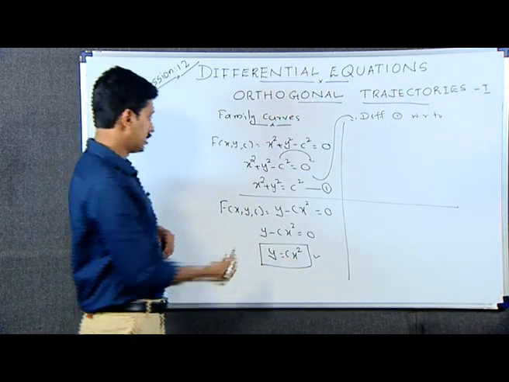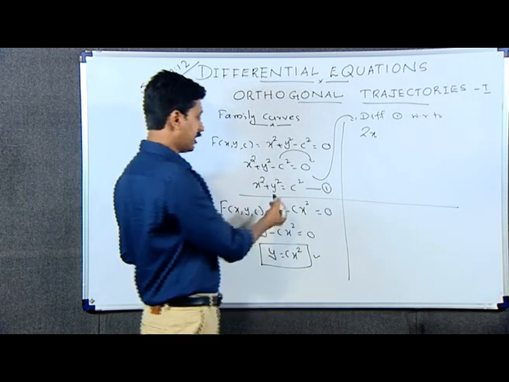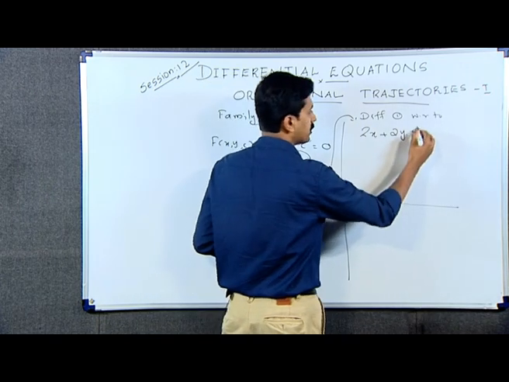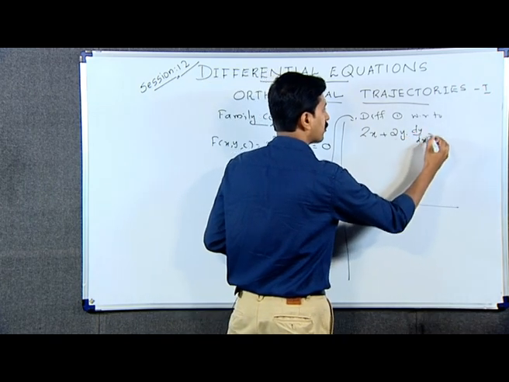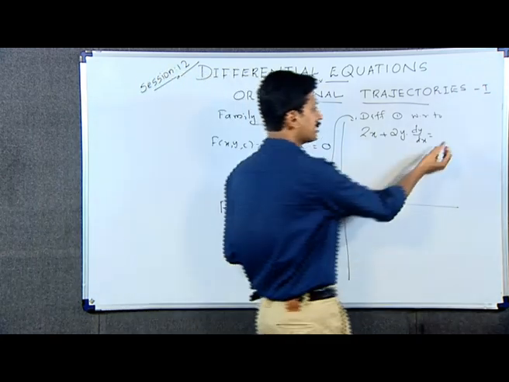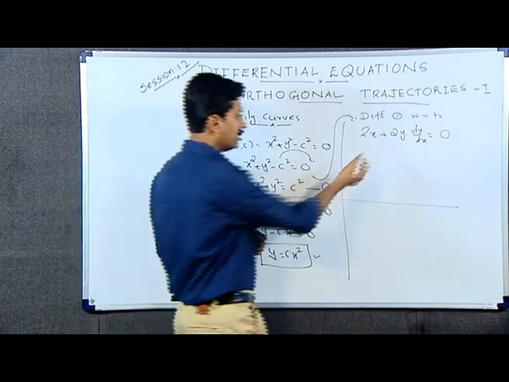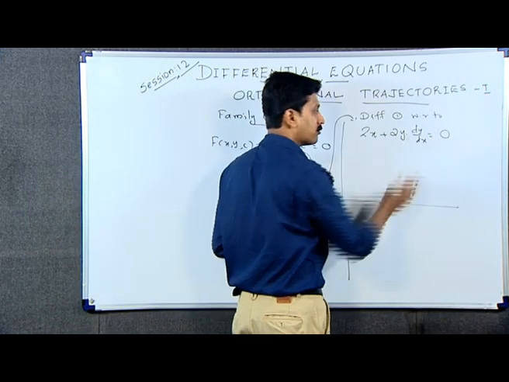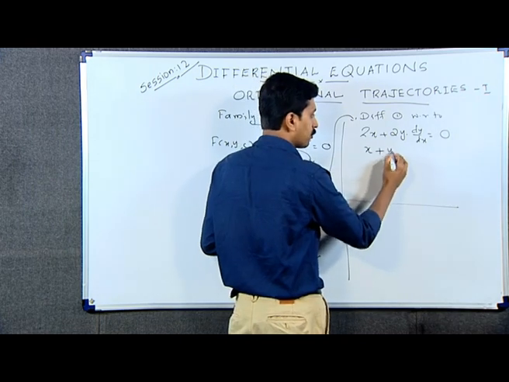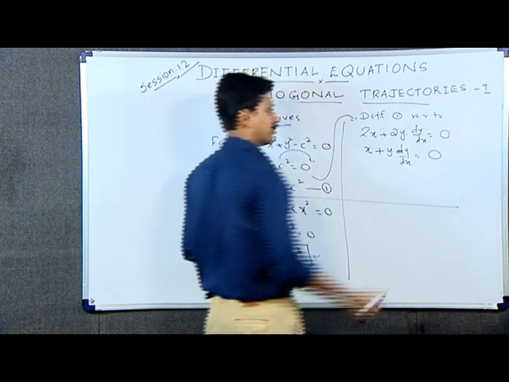See what will happen. The derivative of x square is 2x, and the derivative of y square is 2y into dy by dx, equal to, here even though it is a variable, because of the arbitrary constant we are treating c as a constant, therefore the derivative of c is 0. So, 2 is common, we can take it out and remove it from here.